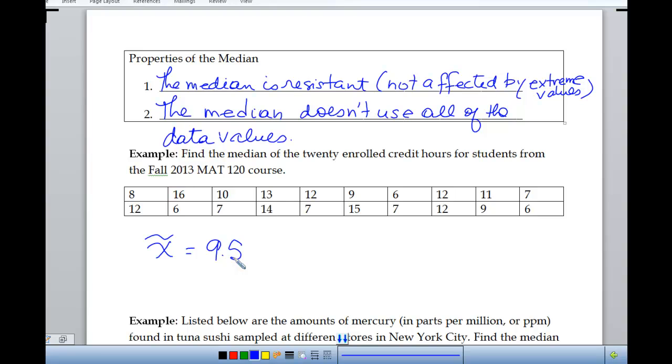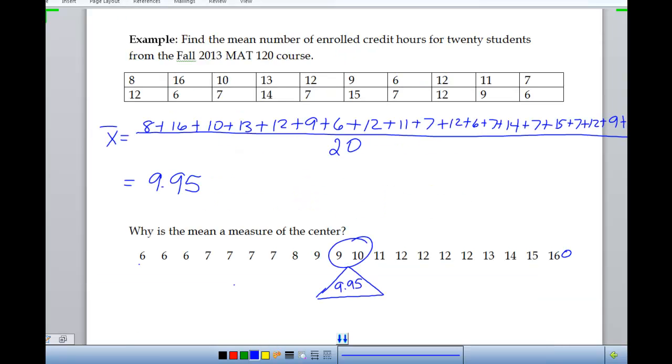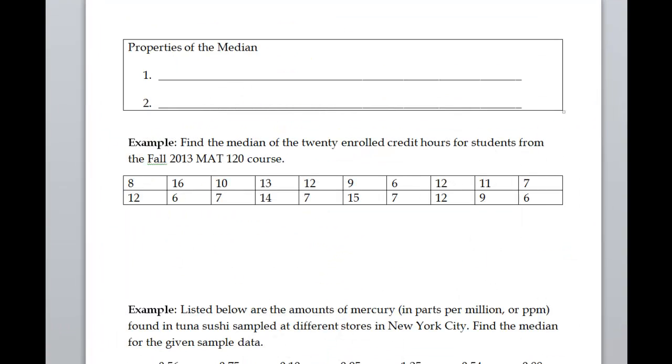Again, if we were to look at that data and change this, which wouldn't be relevant for credit hours, but if we had data where we could change this to 160, what would the median be? It'd still be 9.5, right? So it's not really taking into consideration all of these values, just the number of values. The median is the same whether this is 16 or 160. On the other hand, the good thing is it's not affected by this extreme value.